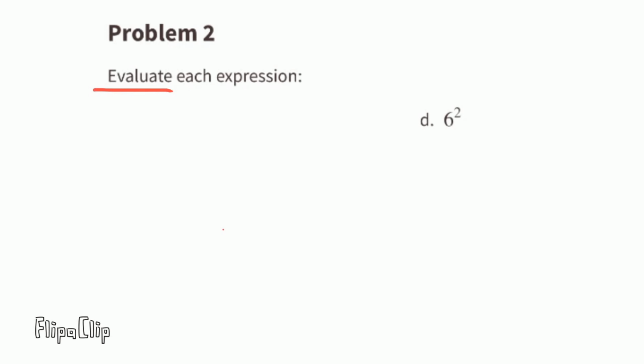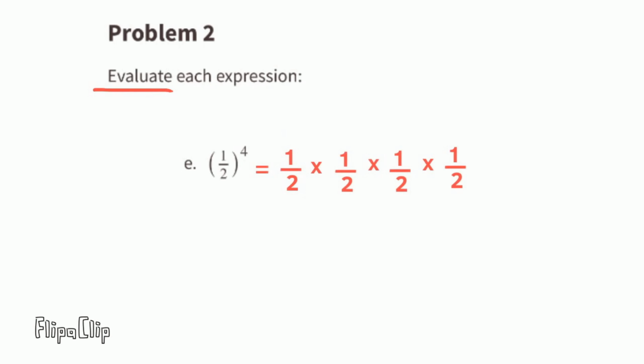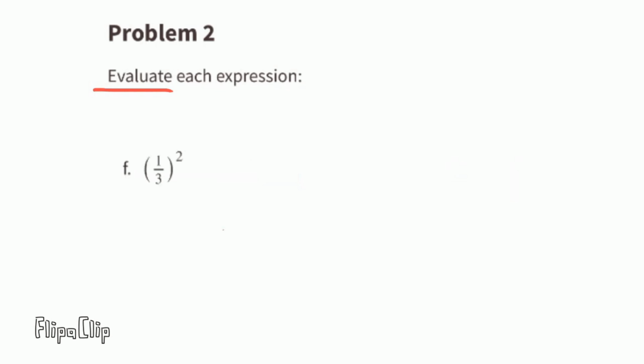D. 6 to the 2nd power. That could be expressed as 6 times 6, which is 36. E. 1/2 to the power of 4. That can be expressed as 1/2 times 1/2 times 1/2 times 1/2, which is equal to 1/16. F. 1/3 to the power of 2. That would be 1/3 times 1/3, which is equal to 1/9.